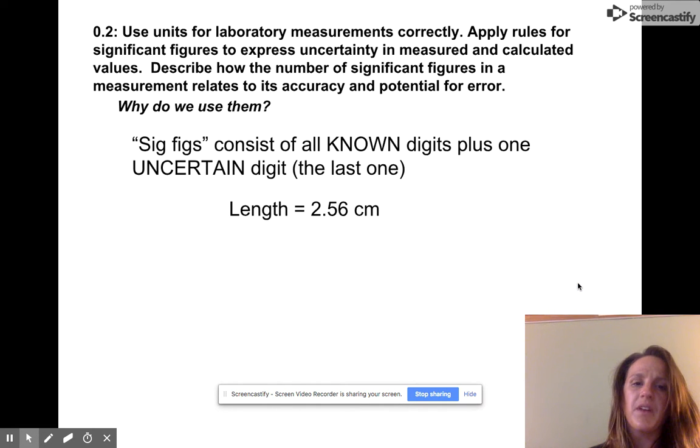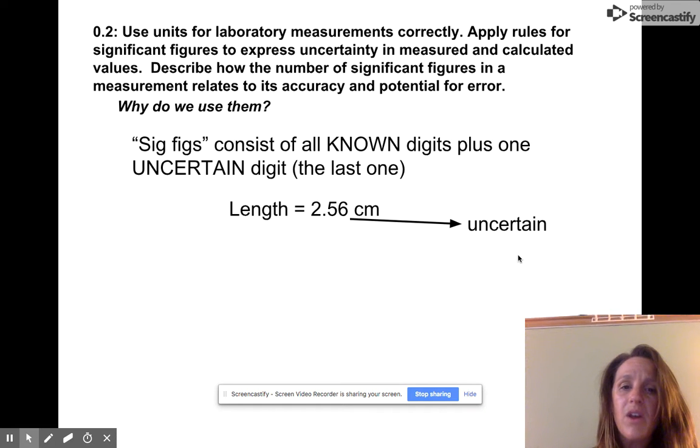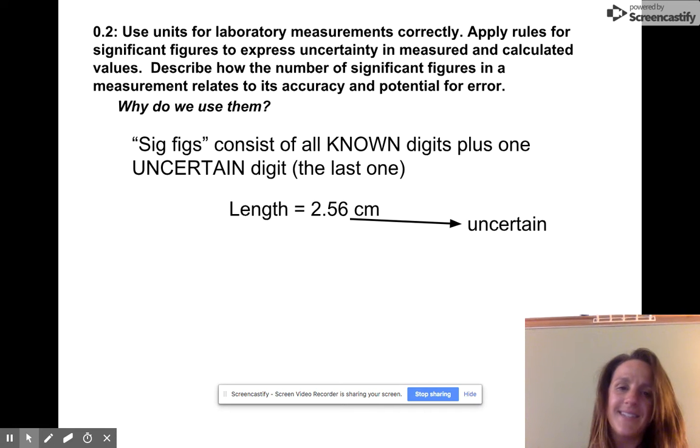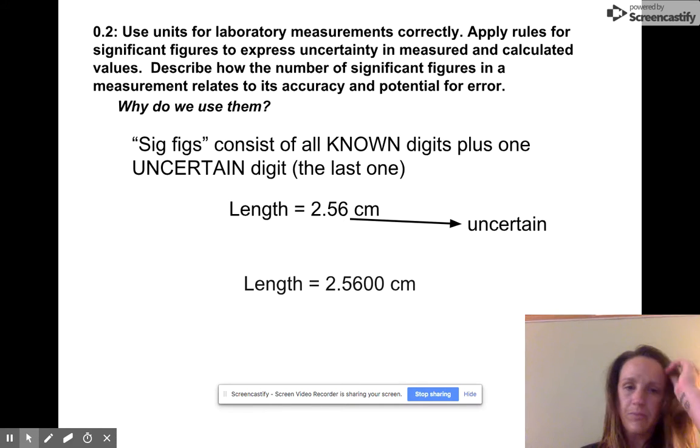So here's an example. If I have a length of 2.56 centimeters, which is a little over an inch, that 6 is uncertain. So this length is somewhere in between 2.5 and 2.6 centimeters, and it's a little bit closer to 2.6, but that last 6, we don't know for sure. Is it 2.561? Is it 2.562?